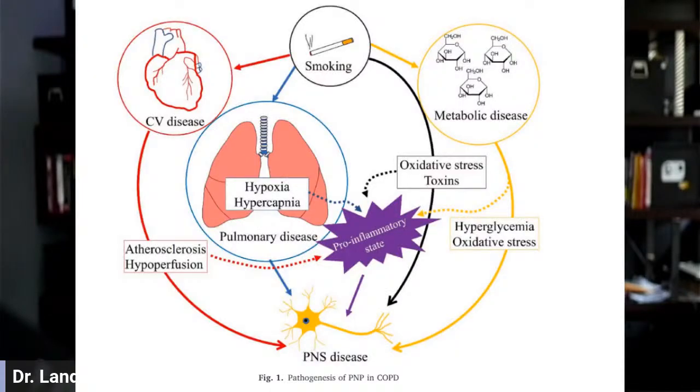So if you have COPD, where you have a lung issue, right? You have a decrease in oxygen, which is hypoxia. You have hypercapnia, which is an increase in CO2 that can occur for a number of different reasons. So you can have issues like smoking, metabolic disease, and cardiovascular disease resulting from this. But what happens is you can have changes in the blood vessels, which cause poor perfusion, which is hypoperfusion. You can have oxidative stress caused by the issues with the lungs. You can have a pro-inflammatory state, and you can have hyperglycemia because of this oxidative stress.